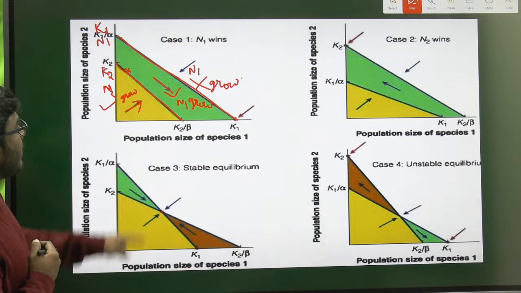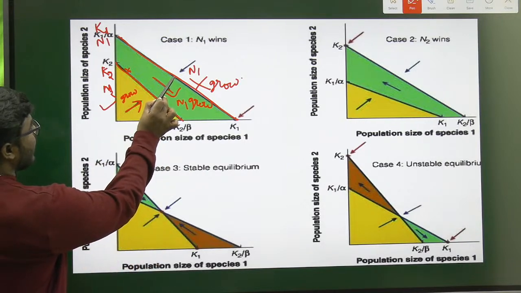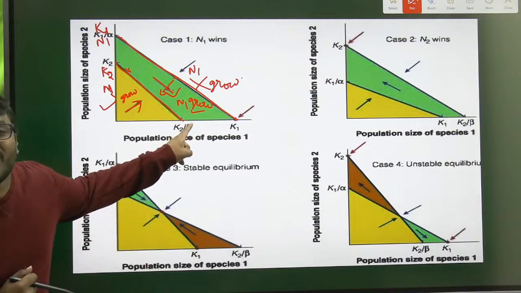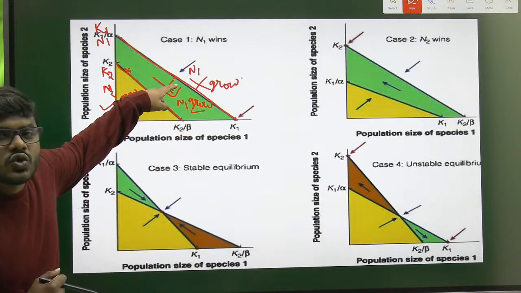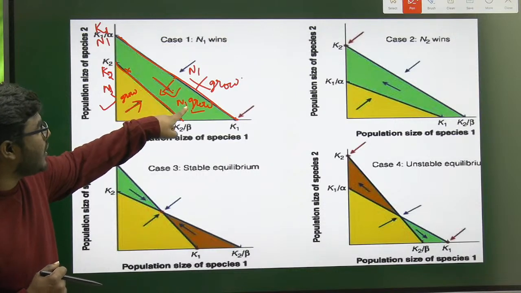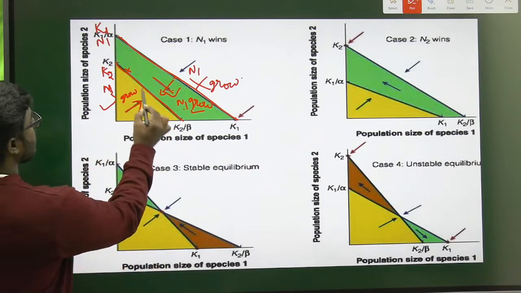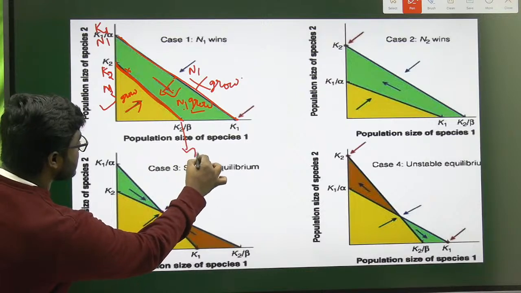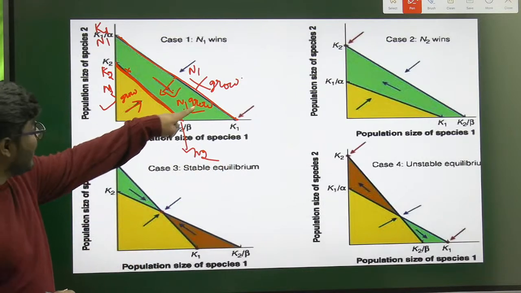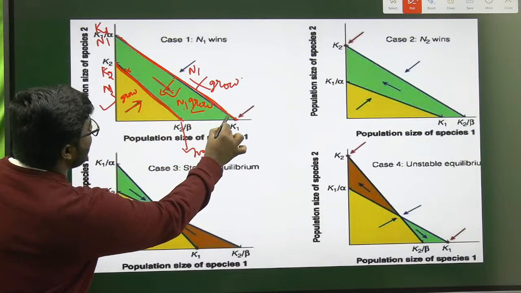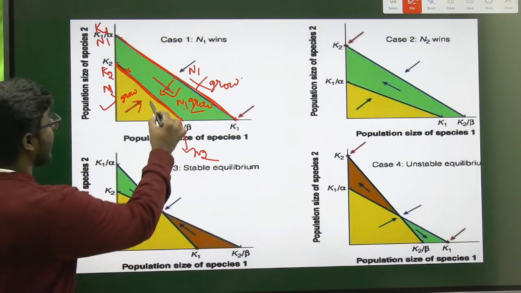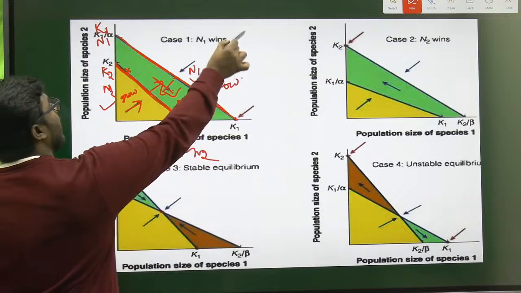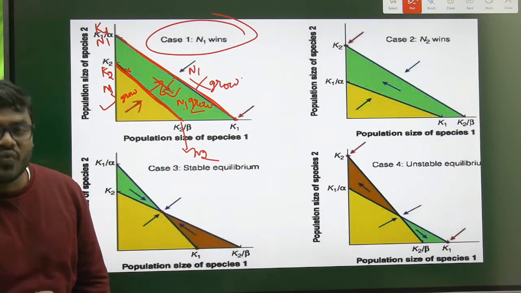What is that interesting statement? Whatever the isocline point of N1, this is the isocline point of N1. N1 can grow here. But what you can understand, the isocline point of N1 is above the isocline point of N2. See here, this is the N2 isocline point. Is it or not? This is the N2 isocline point. But where the N1 isocline point is present, above the isocline point of N2, which means in this particular competition, undoubtedly N1 is going to win.